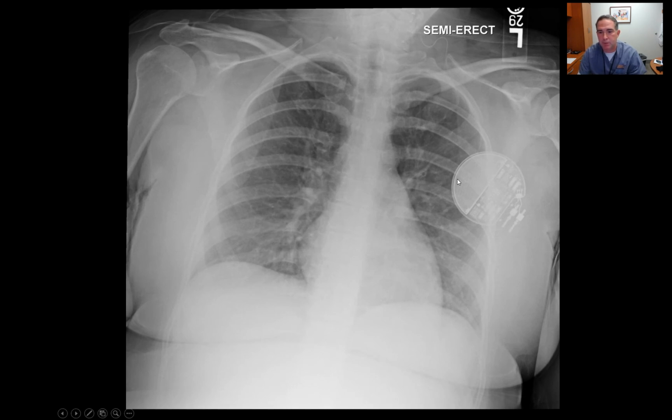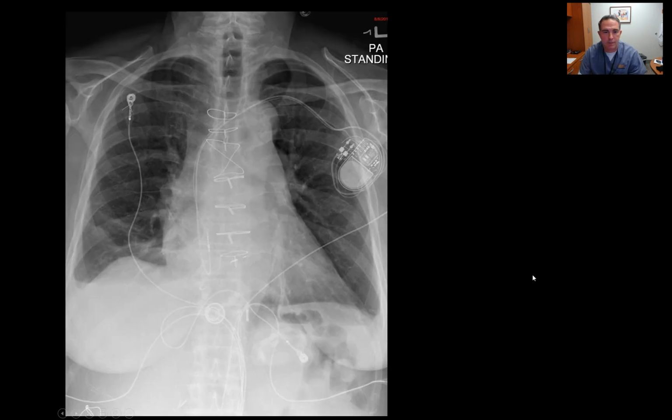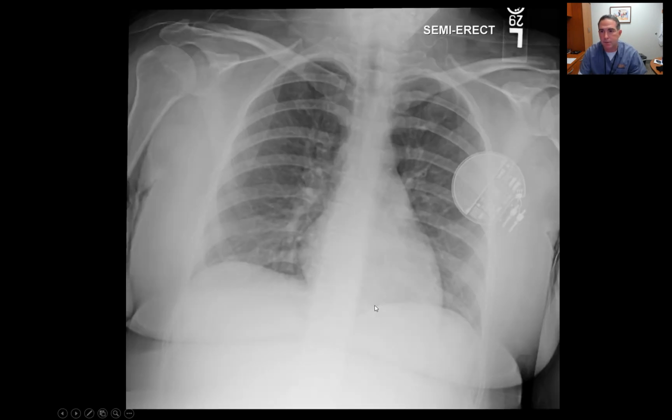This looks like a pacemaker, but it goes to the neck. So that is a, sorry, I lost the slide there. This is a neurostimulator.